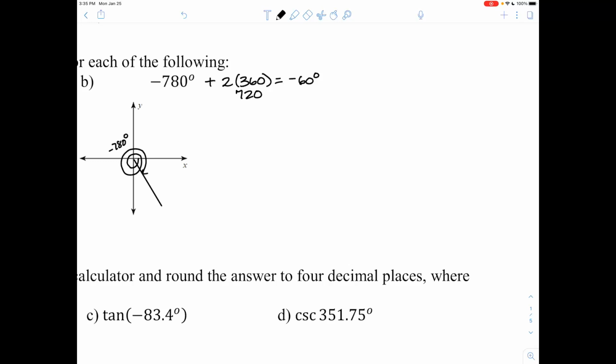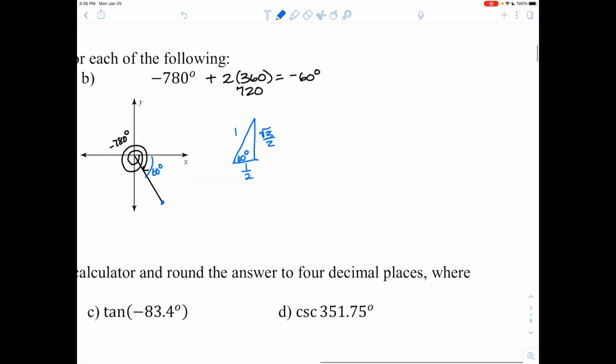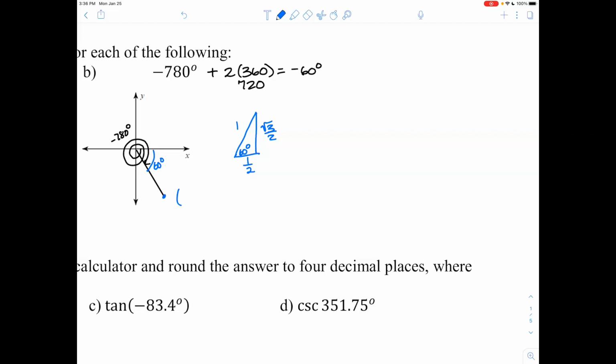And so what we have here as a reference angle is a 60 degree angle. And so if you recall, if we have a 60 degree angle in standard position with a radius of 1, our opposite is the square root of 3 over 2, and our adjacent is 1 over 2. And so our coordinates here in quadrant 4 would have a positive x value and a negative y value. We just want to make sure we're paying attention to the prefixes that are necessary.